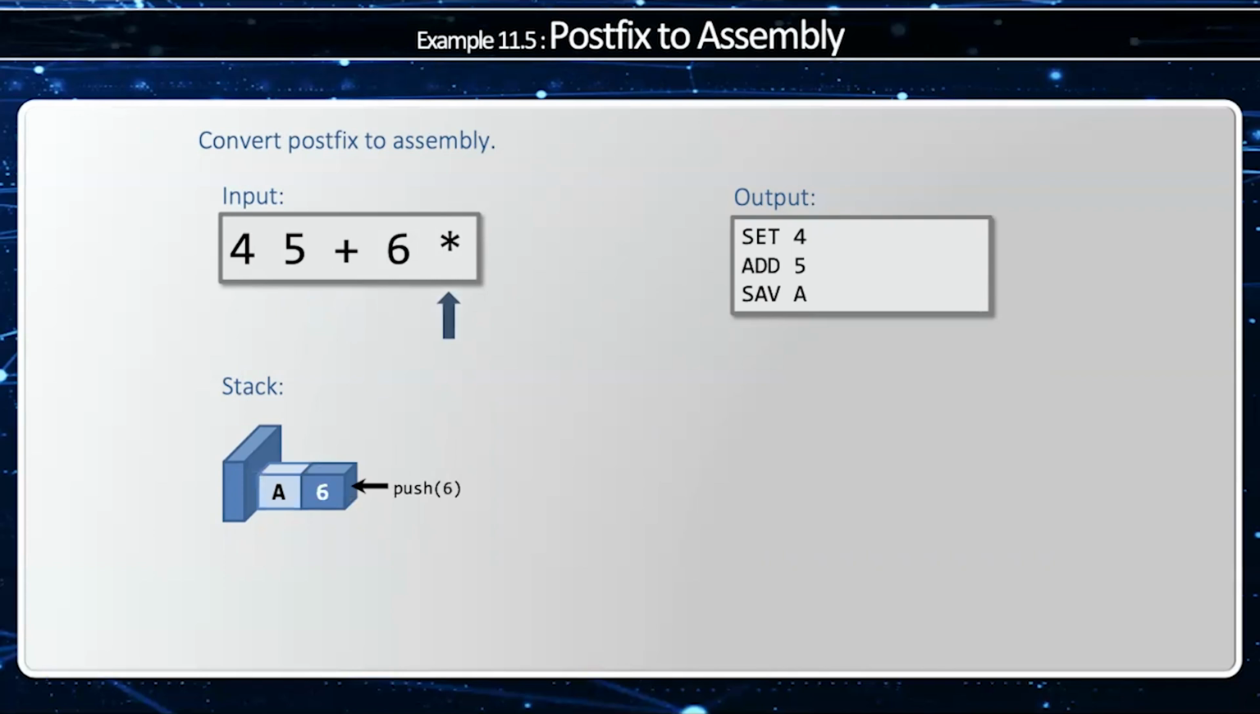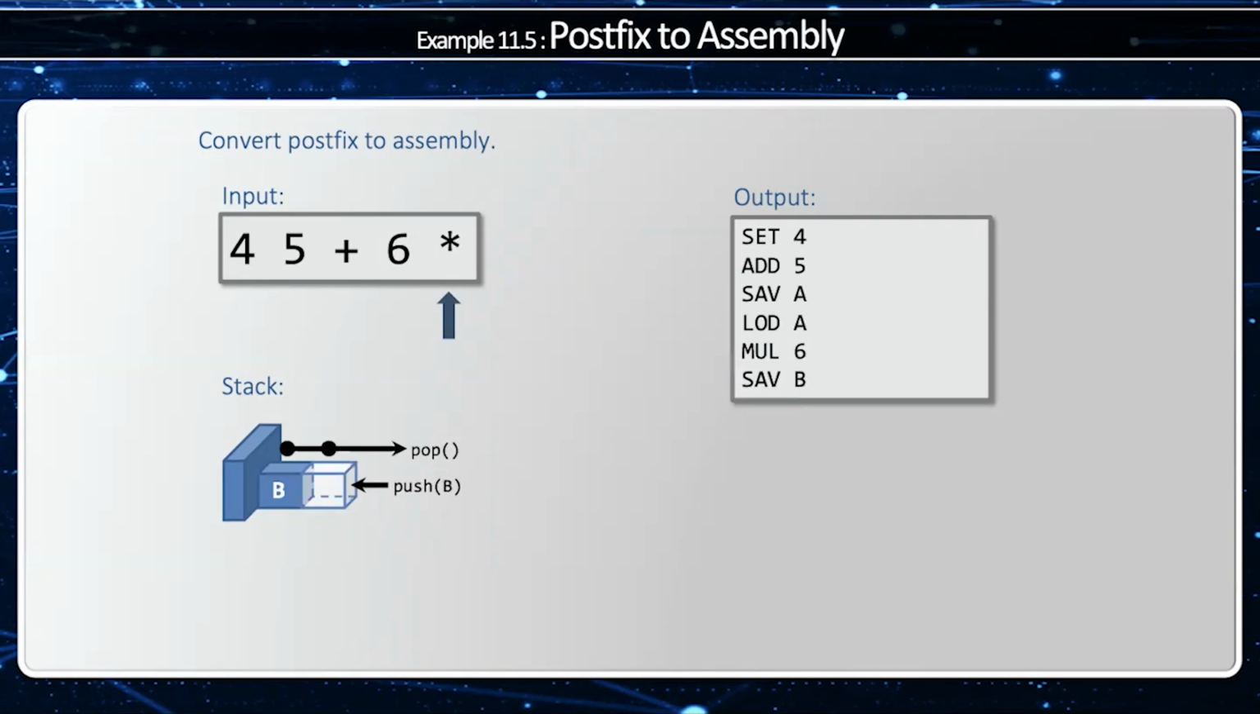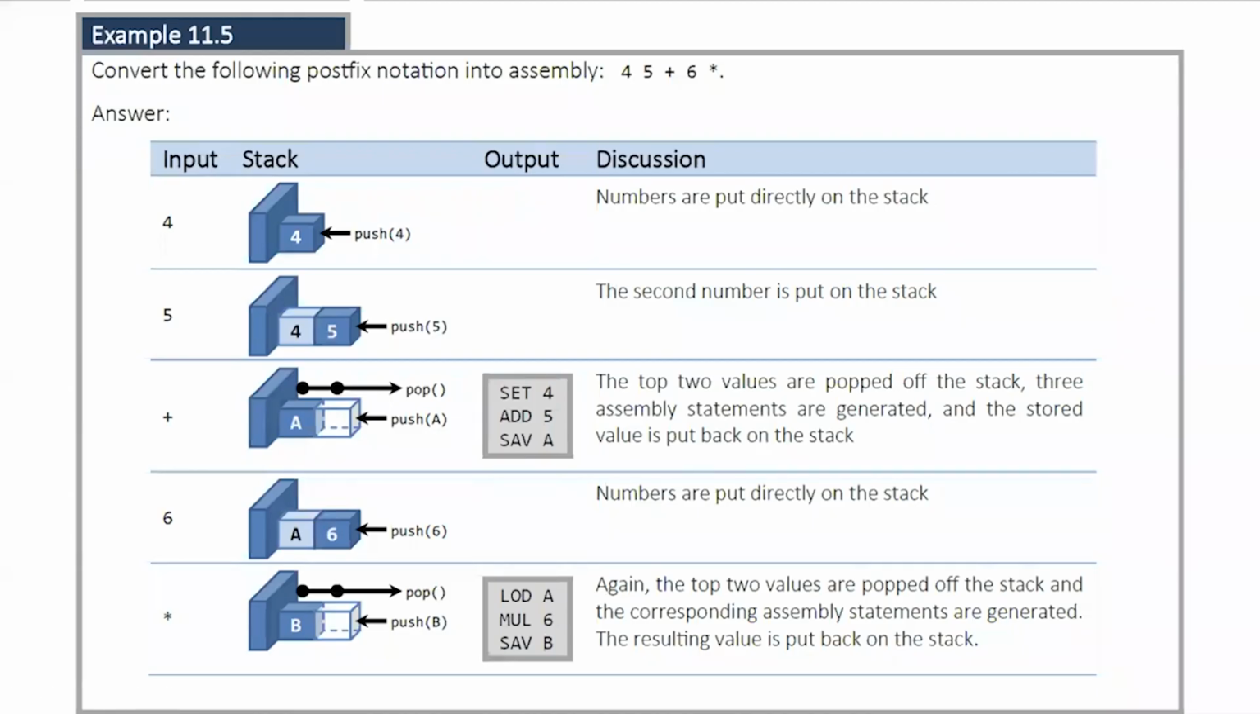And then I'll say multiply. Multiply is an operator. So I'll take the 2 items on the stack, A and 6. So I will load A, multiply 6, and then save it to B. Now B is on the stack, and B is the result of the expression. This is example 11.5 from the C++ data structures textbook.